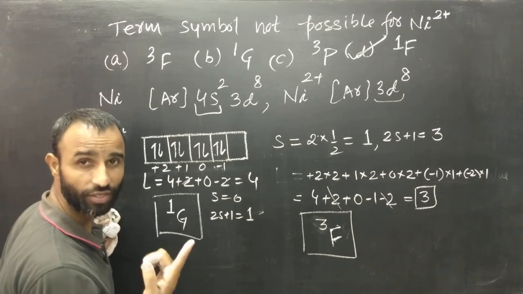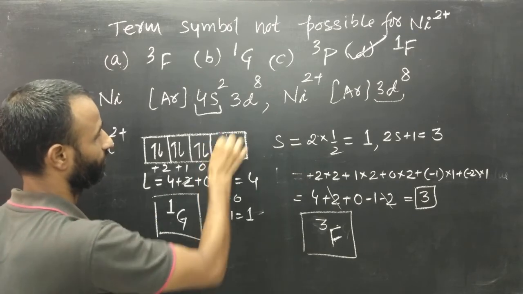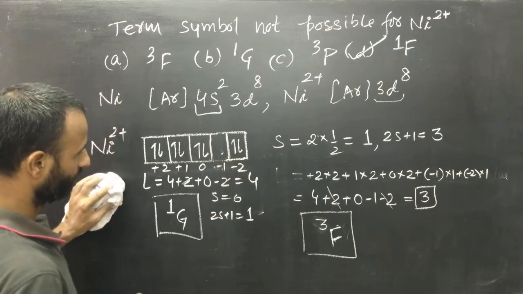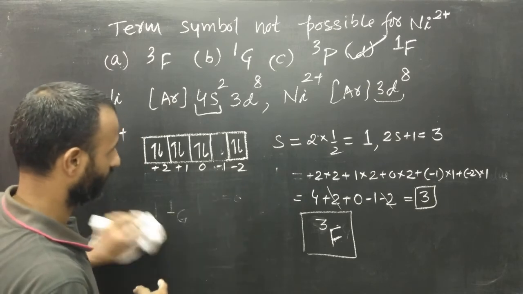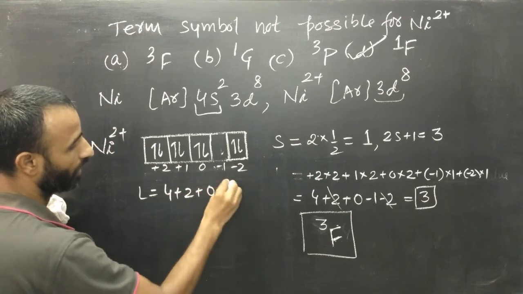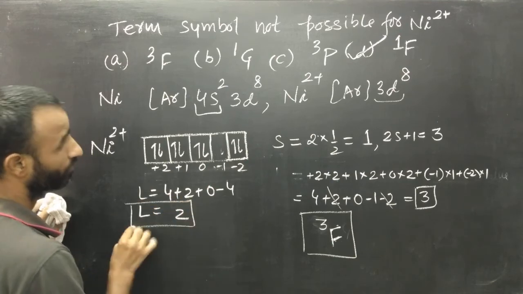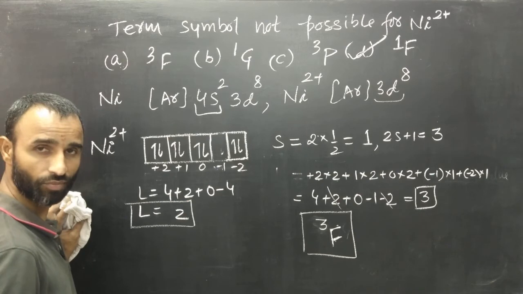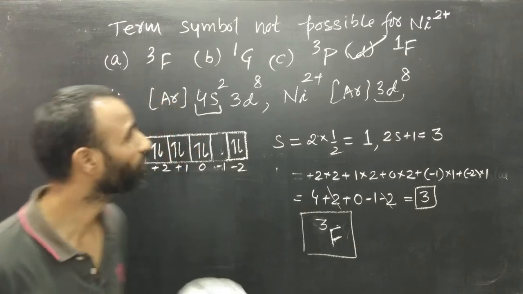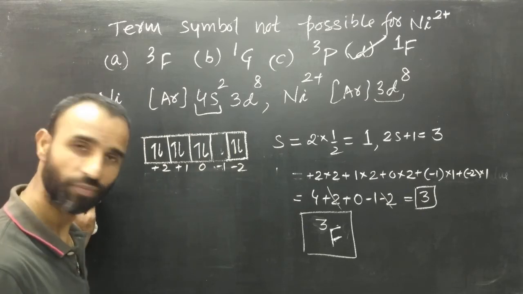So if they are paired in this orbital, then it should be 1G. Can never be 1F. Even if they are paired on the other side, these are the possibilities. Okay, 1G. Now if they are paired on the other side, it becomes 4 plus 2 plus 0 minus 4, 2 into minus 2, so L is 2 now, so D. But you know the maximum L value we will see, so 1F does not exist in any case. Done.